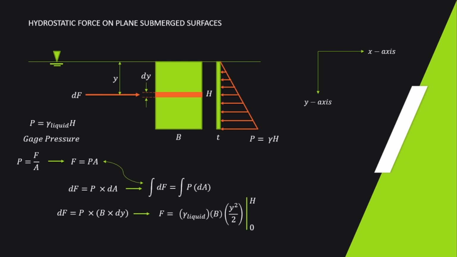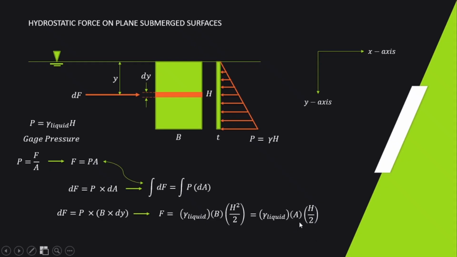So pag in-integrate natin yon, magkakaroon tayo ng unit weight of the liquid times B kasi constant yan, and yung variable y natin magiging y squared all over 2. So nasa rule natin yan sa integration from 0 to h. So substitute the value of h. So finally, meron tayong formula for our force, the unit weight of the liquid times B times h squared over 2. Pero guys, pwede ko hiwalay yung value of h. So pwede kong gawin na BH times h over 2. And this BH, this is the area of our rectangular plate.